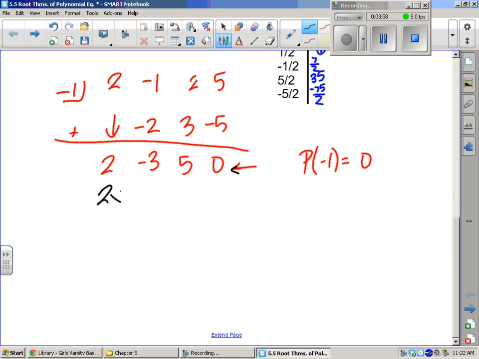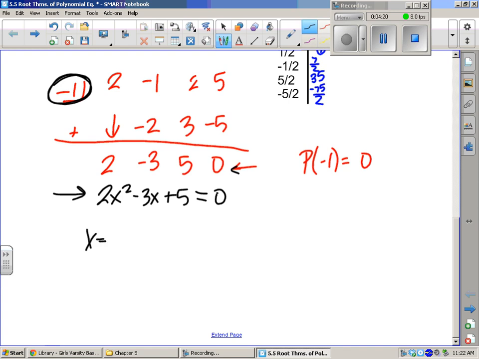So this is the polynomial 2x squared minus 3x plus 5. I know that this polynomial is going to have 3 roots. This is one of them. And now I have this simplified down to a quadratic. So now we could do factoring or the quadratic formula. And you won't have to break your pencil because you know what you're doing. So I'm going to do the quadratic formula.